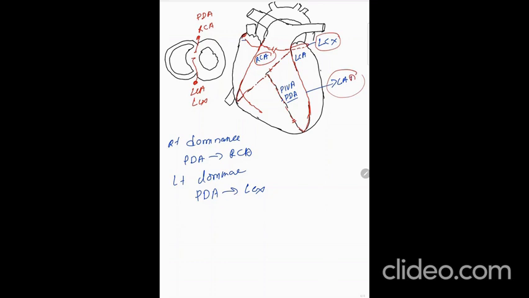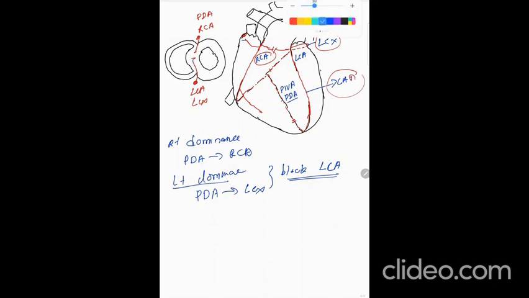Then in a left dominant heart, if there is a block in the left coronary artery, what happens? Two conditions are there: the heart is left dominant and there is a block in the left coronary artery. What happens? Let us see. So here we have the block. In a left dominant heart, you know that this posterior descending artery is a branch of the left circumflex artery. So let us draw that diagram.